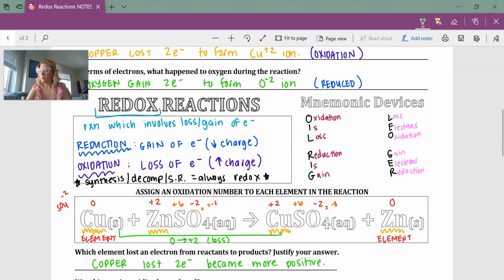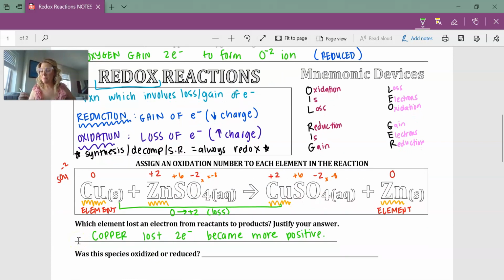Okay? Which was the species oxidized or reduced? So again, loss is oxidation, or oxidation is loss, and therefore this was oxidized.